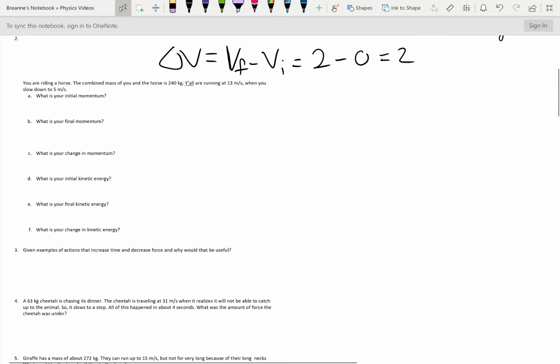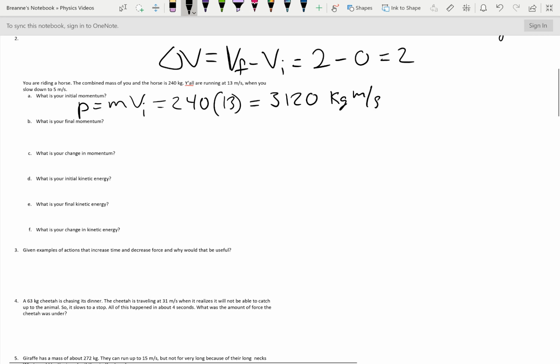So you're riding a horse. The combined mass of you and the horse is 240 kilograms. Y'all are running at 13 meters per second when you slow down to 5 meters per second. What is your initial momentum? So remember, momentum is your mass times velocity, but specifically asking for initial, so you're going to use your initial velocity. Your combined mass is 240, and you're starting to run at 13. So you're just going to take the 240 times 13, and that will end up being your initial momentum.